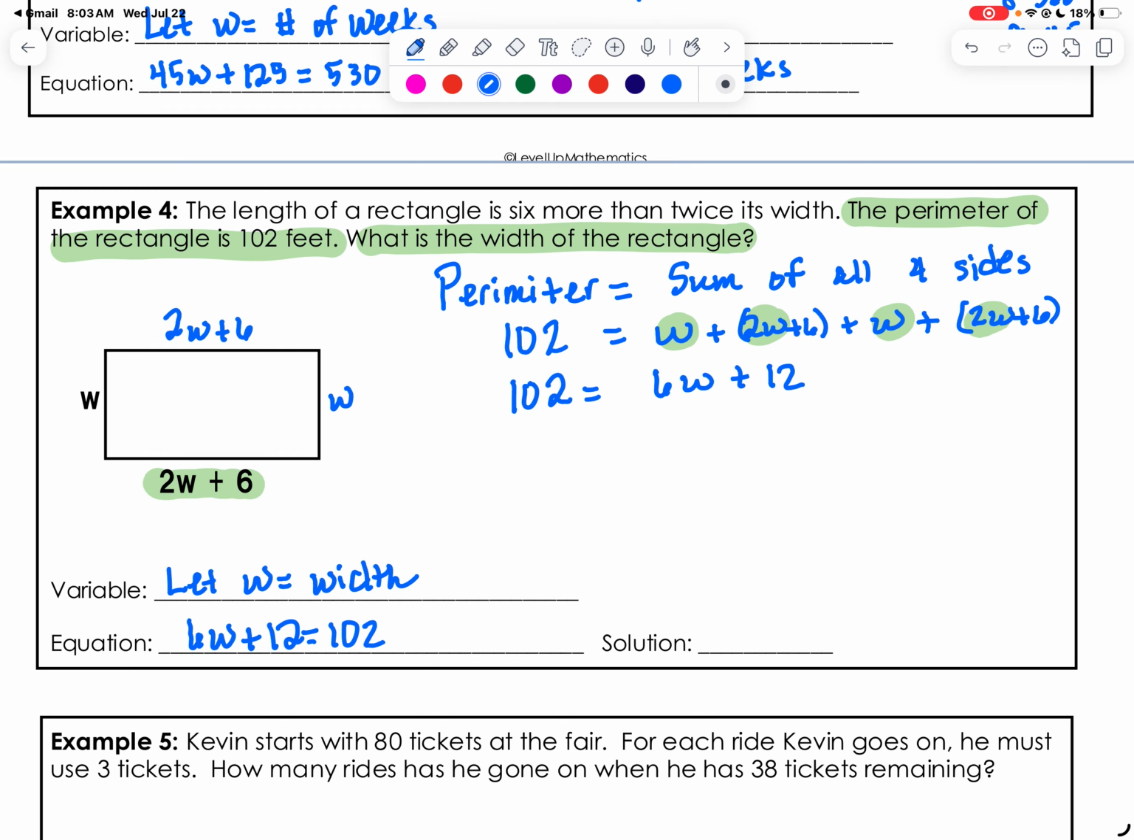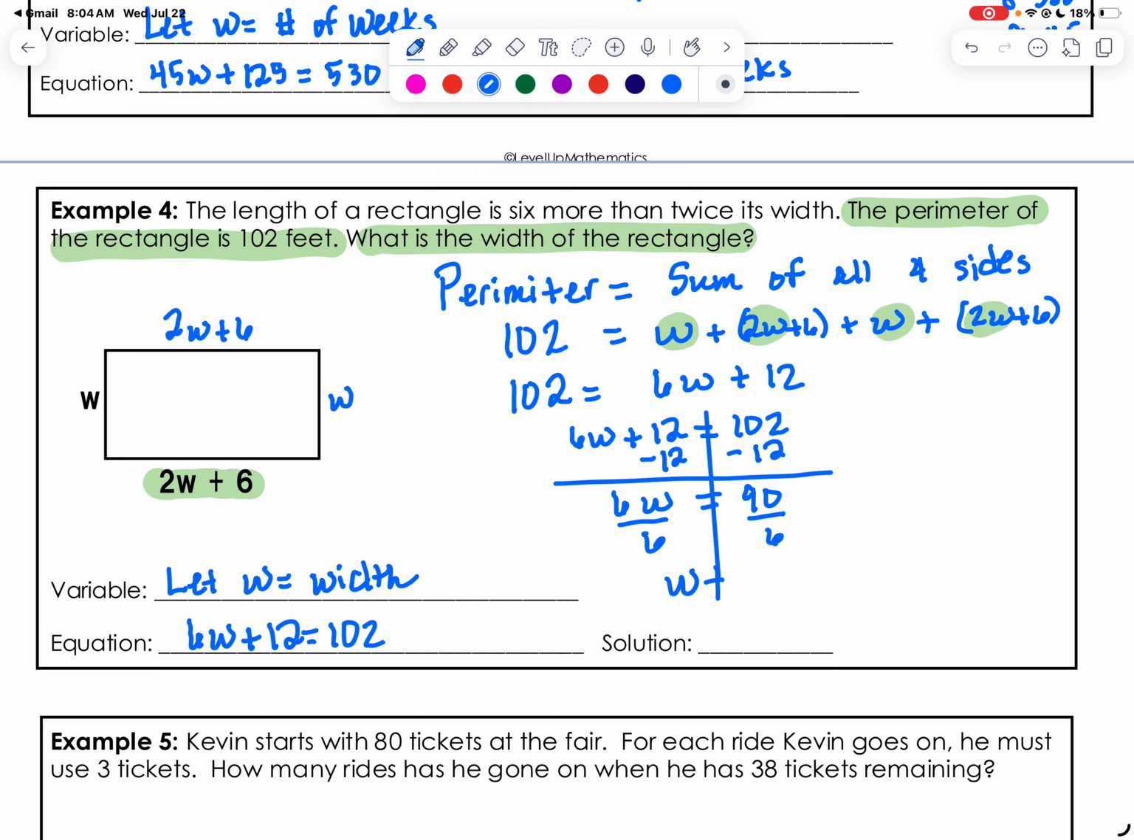You do not have to change the order if you don't want to, but I like to do that for myself. So I'm going to write down the new order here. 6W plus 12 equals 102. Then I'll solve that. I'll subtract 12. So 6W would equal, let's see, what would that be? 90. And then I'll divide by 6. So 90 divided by 6 is 15.